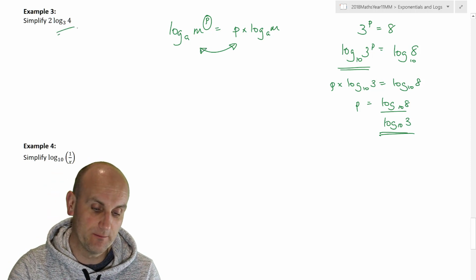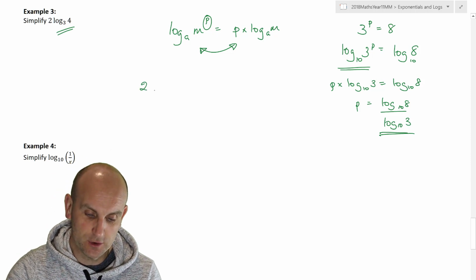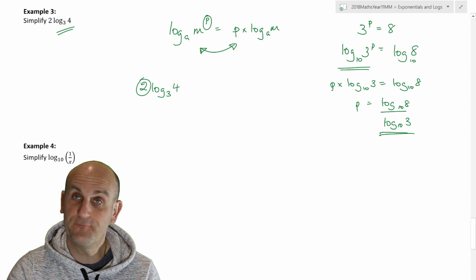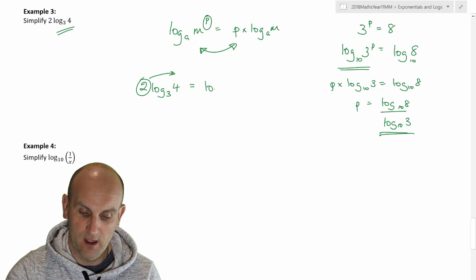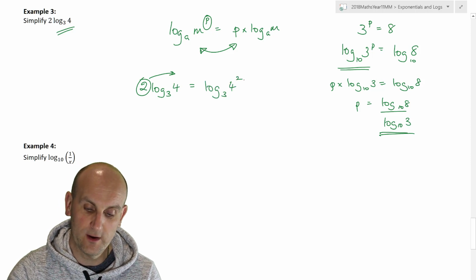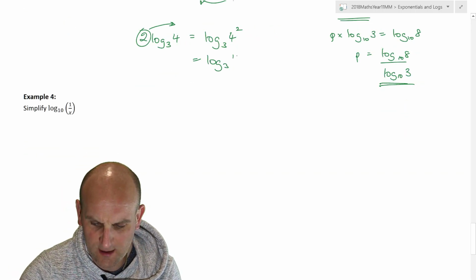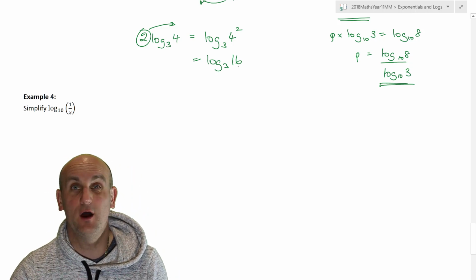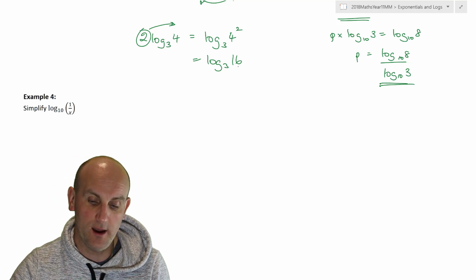So this is an example of the rule that I'm going to undo. So 2 log base 3 of 4. If it's in front, I can move it to be the power. It works exactly the same. So that becomes log 3 of 4 squared. 4 squared gives me the log of 3 of 16. Again, can I simplify that any further? Probably not, because 3 to what power 16 doesn't actually work.